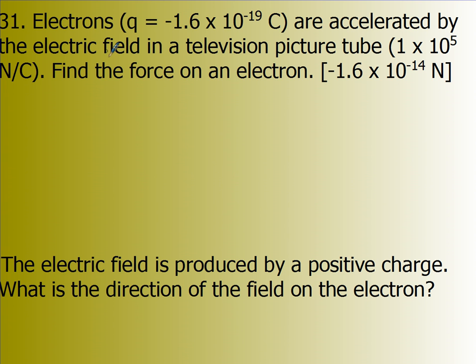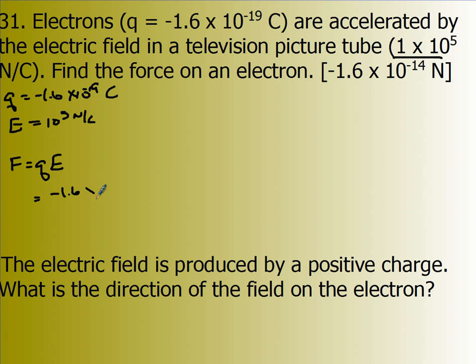Now electrons are accelerated by an electric field. Find the force on the electron. Okay, let's see. So I have Q is negative 1.6 times 10 to the negative 19 coulombs. And I know that E is 10 to the 5th newtons per coulomb. Find the force. F is QE. Q is negative 1.6 times 10 to the negative 19. E is 1 times 10 to the 5th newtons per coulomb. So I get negative 1.6 times 10 to the negative 14 newtons.